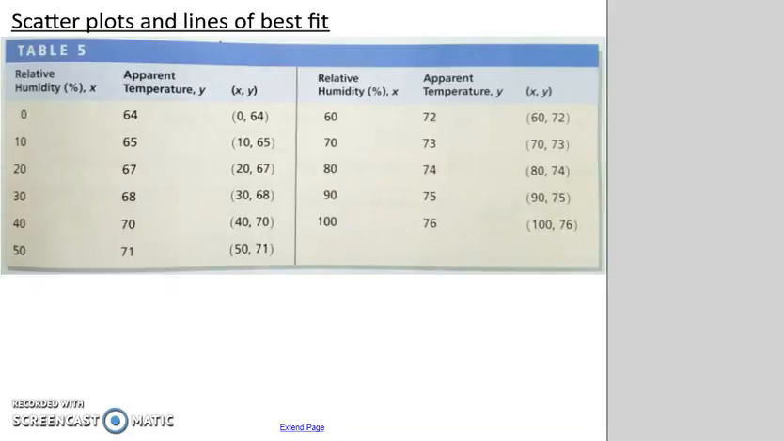Okay, the other thing I want to discuss today are scatter plots and lines of best fit. We have a group of data here. So this is all at the room temperature of 70 degrees. And apparently, the humidity in the room is going to affect how warm or cold it feels to human beings. So the first thing I just want to do is make a scatter plot, and essentially how that works, I'm going to do it in the calculator.